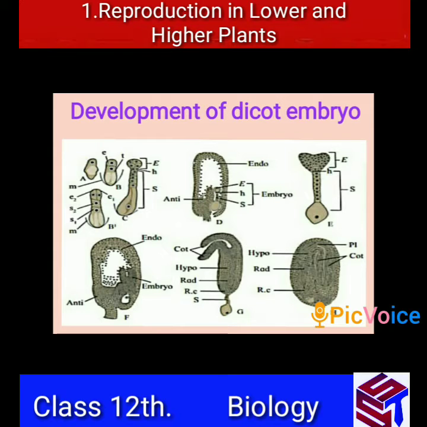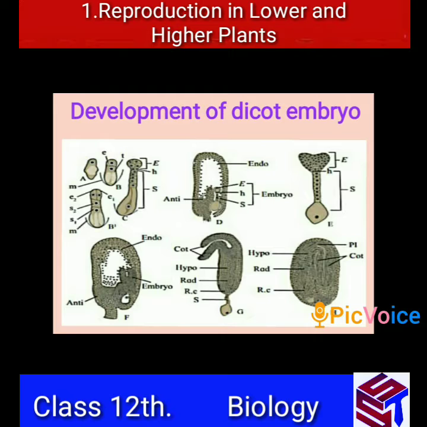So the development of the embryo starts only once fertilization has taken place. After that, you can see the diagram at the left upper corner. That is the zygote, which divides into a two-celled proembryonic stage, the proembryo. In diagram B you can see a two-celled structure; they are called the proembryo.